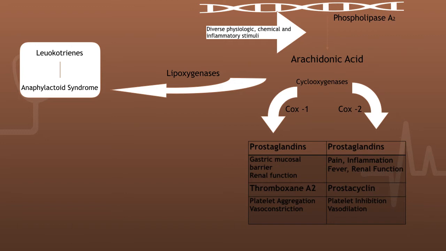There are two families of cyclooxygenases, COX-1 and COX-2. These convert this fatty acid to a variety of so-called prostanoids that are unique to the particular cell or tissue, and these include prostaglandins, thromboxanes, and prostacyclin. Each of these prostanoids has specific physiologic functions, some of which are listed in the table in this figure.